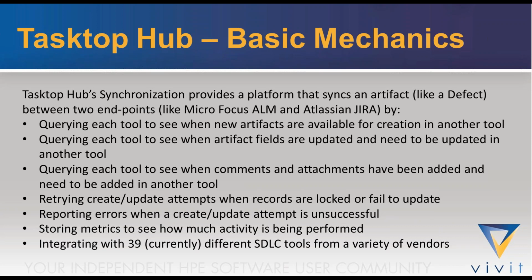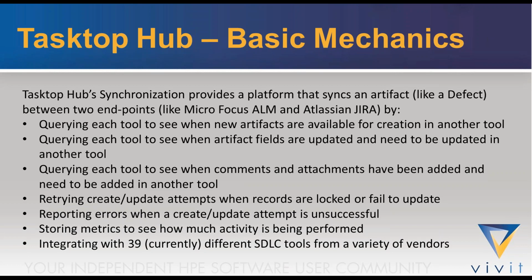All right, basic mechanics. Tasktop Hub is a simplification of using these APIs. As I said, if you're a developer, you could make your own API calls. What Tasktop Hub does is provide the platform for doing that in a very efficient and, I'll say, elegant way. So we can set up a defect between endpoints like ALM and Jira, and this platform then takes care of all of your querying needs. It's going to go out and query ALM. It's going to query Jira. It's going to look for new artifacts that are applicable for sync, and it'll create them in the other tools.